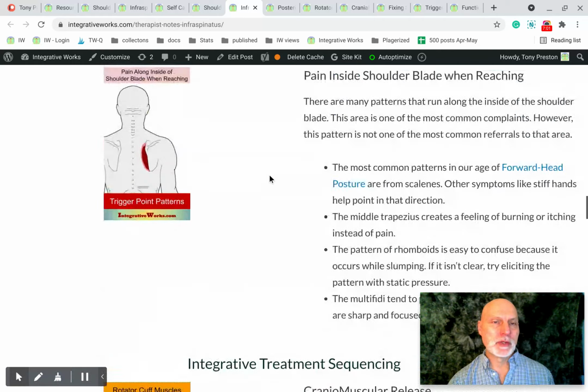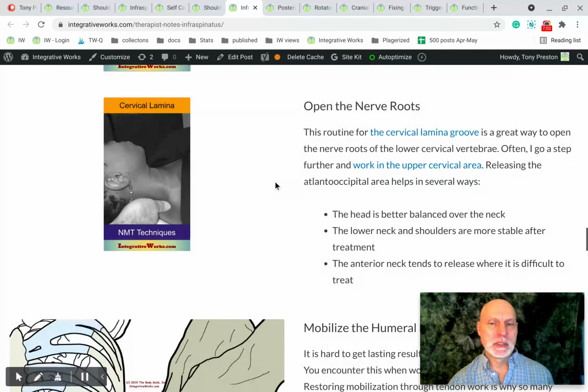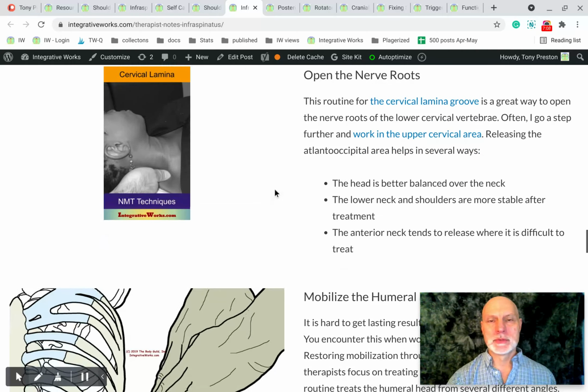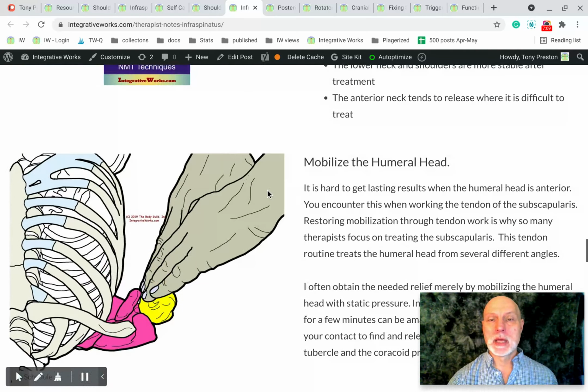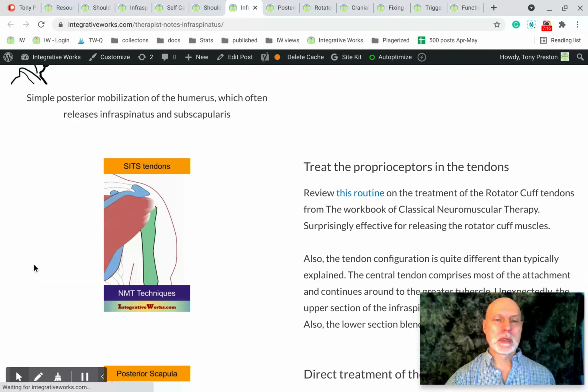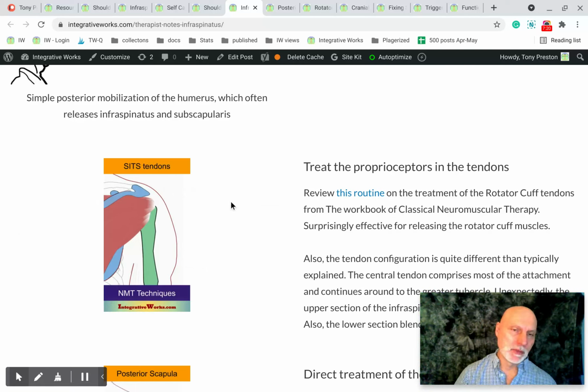After we've treated the cranial pieces, we then go through and treat the vertebra that are connected to that to open up the nerve roots, mobilize some local joints, and this one, the humeral head. And then there are routines from the workbook of classical neuromuscular therapy, which was used for 16, 18 years at the Asha School of Massage.